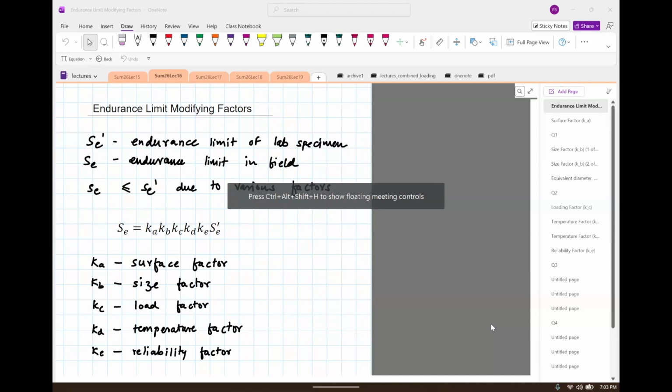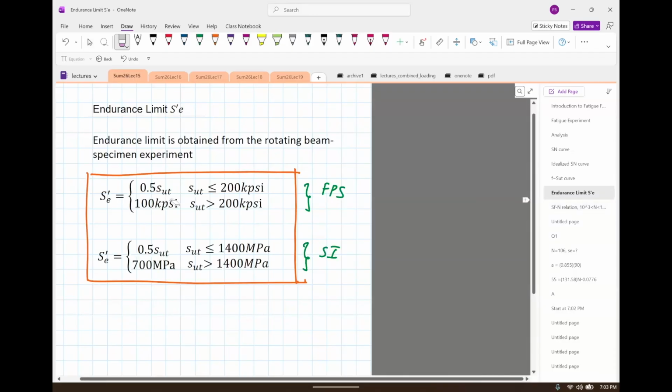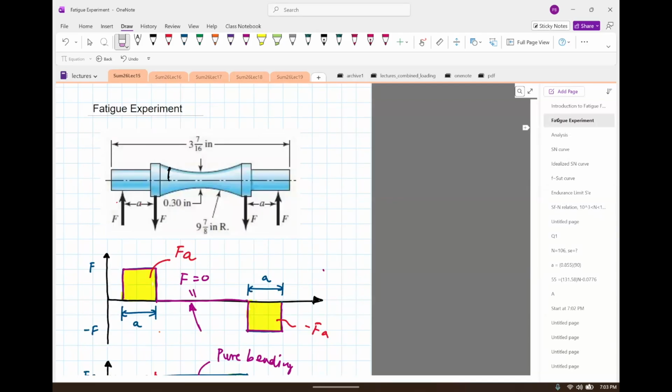Okay, so let's continue where we left off. We looked at computing either the strength or the cycles in a fatigue failure. Now we'll get to the endurance limit in detail. The endurance limit was something I wrote down as 0.5 SUT or 100 kpsi, depending on the ultimate strength. This is the endurance strength if you look at a specimen in the lab.